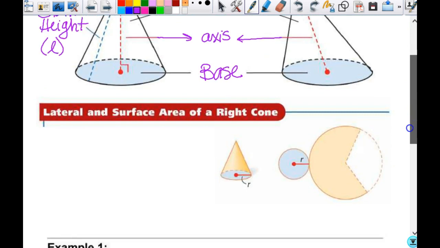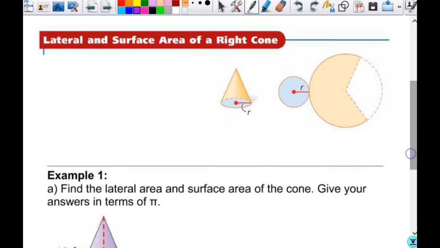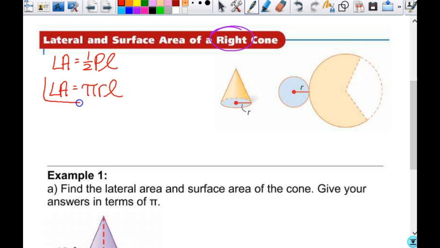All right, so now here, lateral and surface area of a right cone. So this only works for right cones, and we just came up with it, so we're just going to rewrite what we have with our nets. Lateral area is 1/2 perimeter times slant height, but that's kind of cheating, but it does work. What we really use as lateral area is pi r L.